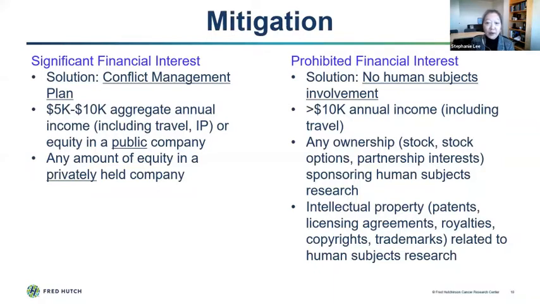protocols. If you have less than this, but you're still conflicted, we call that a significant financial interest that's displayed on the other side. And the solution for this is a conflict management plan. This would be needed if you had between $5,000 and $10,000 in aggregate annual income, which includes travel, which adds up quickly, and IP, or equity in a public company, or if you have any amount of equity in a privately held company.